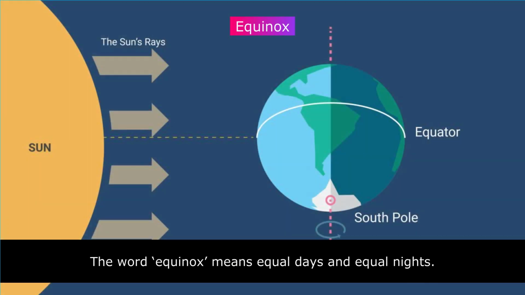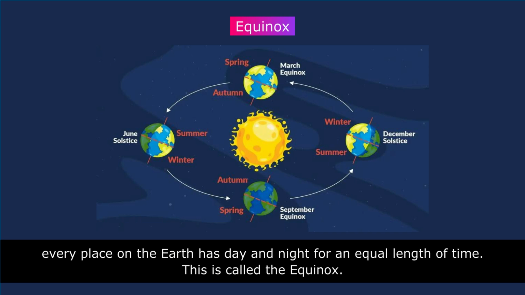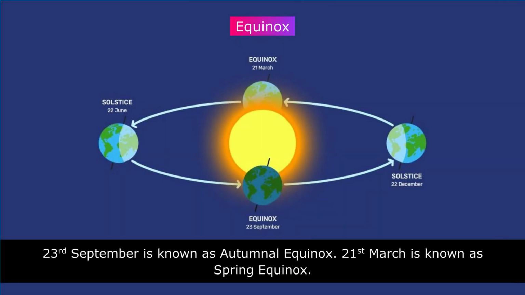Equinox. The word equinox means equal days and equal nights. On 2 days in a year, one between summer and winter and the other between winter and summer, every place on the earth has day and night for an equal length of time. This is called the equinox. 23rd September is known as autumnal equinox. 21st March is known as spring equinox.